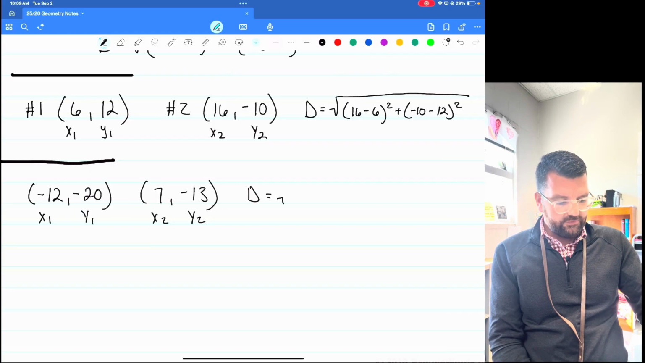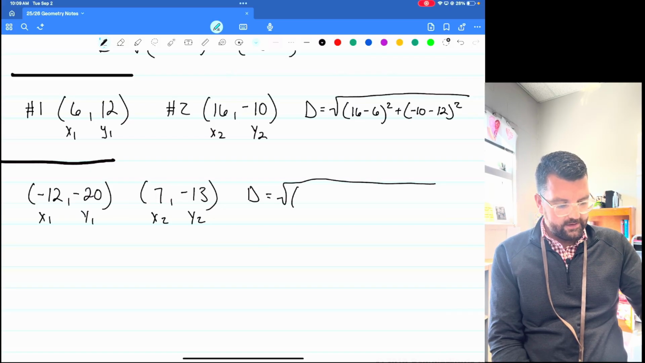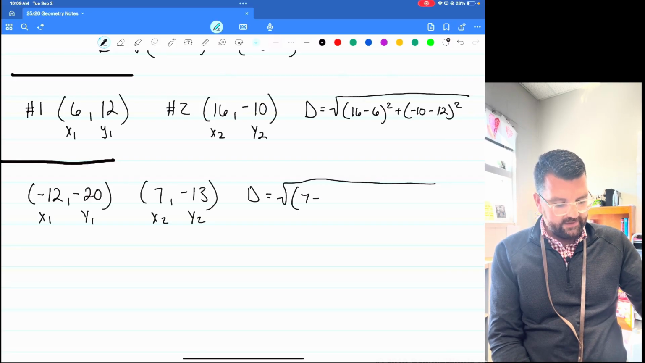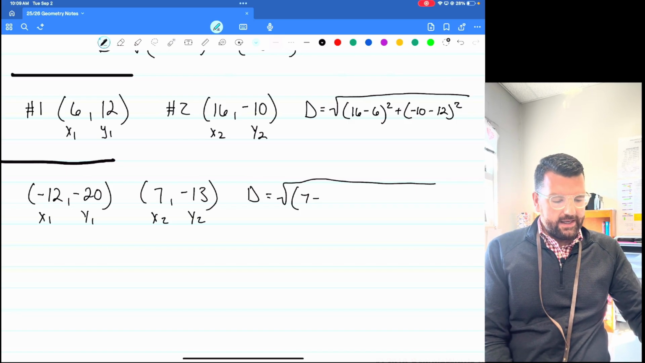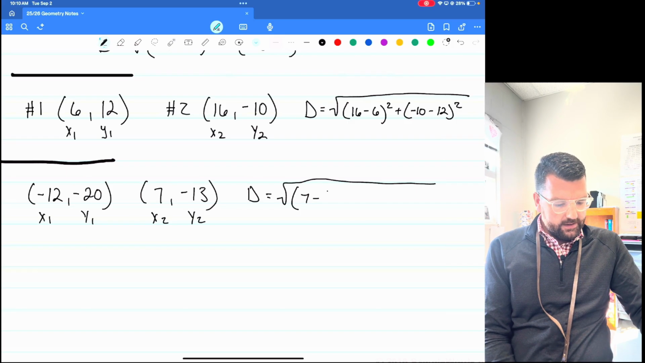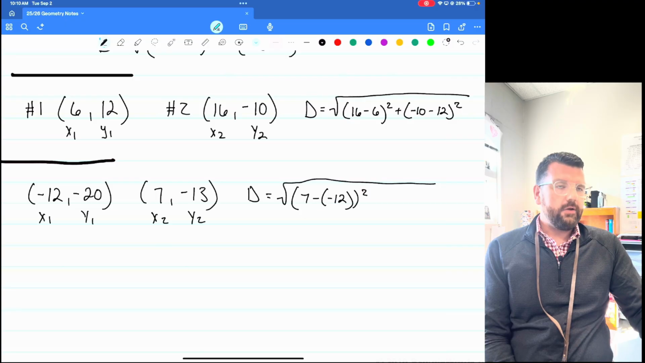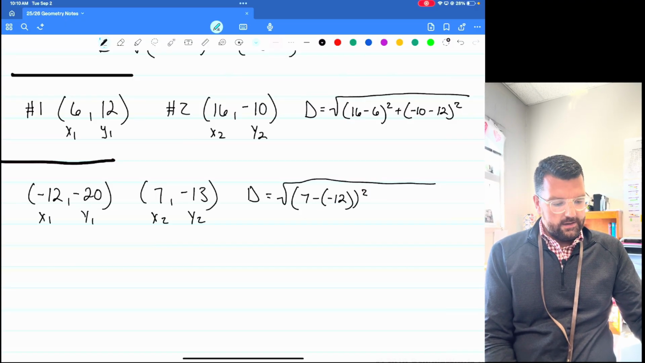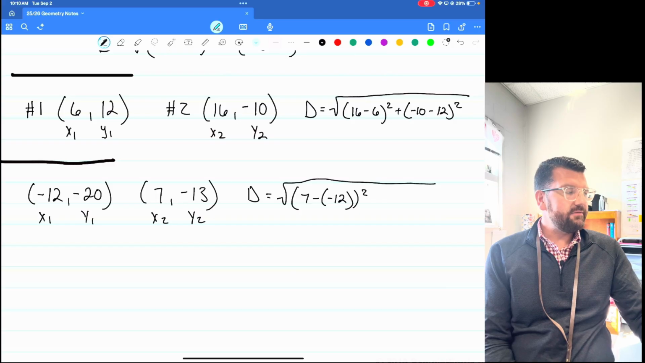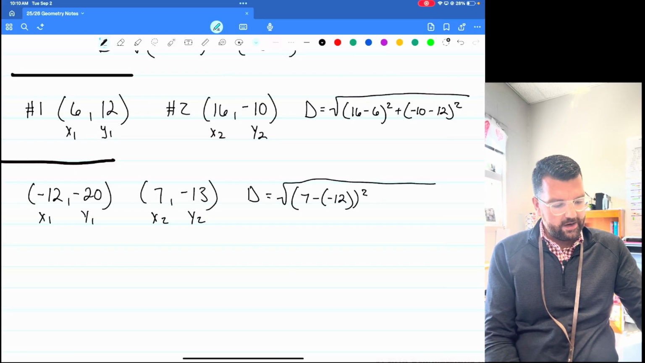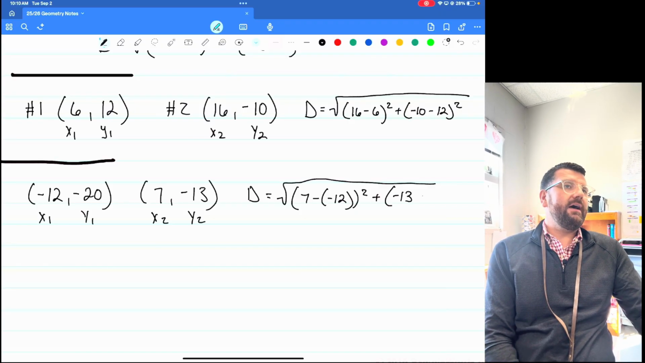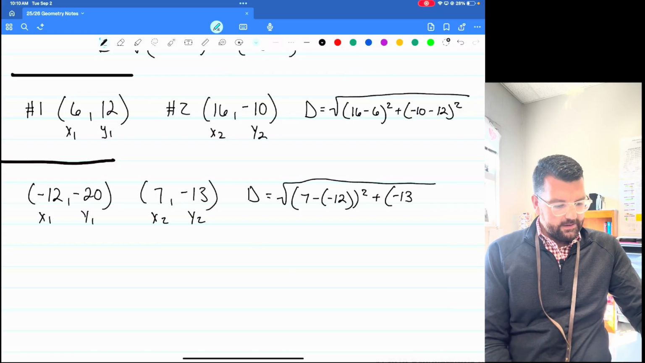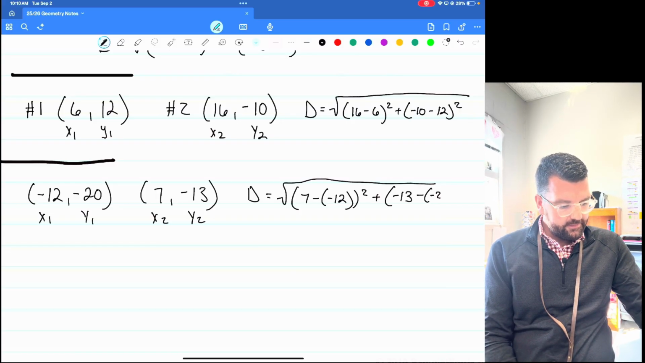The distance formula is x2, which is 7, minus, and this is where I want you to pay attention, how I write my negative number here when it comes second. I'm going to put it in a new parentheses and then close the first one. So 7 minus parentheses negative 12, close parentheses, squared, plus y2. Notice that I did not put that first negative number in a parentheses, minus negative 20.